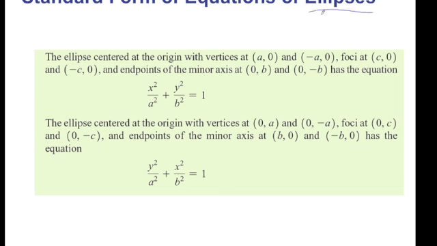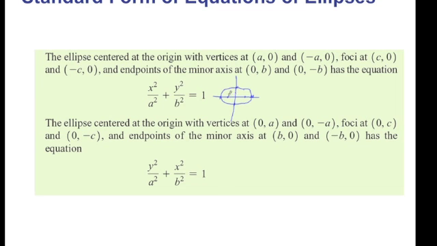Next, we're going to do ellipses. And ellipses can be centered at the origin. This is the origin. The ellipse would be shaped like this. The vertices would be here at (a, 0) and (negative a, 0). The foci at (c, 0) and (negative c, 0). And the endpoints of the minor axis, the short way across, are (0, b) and (0, negative b).